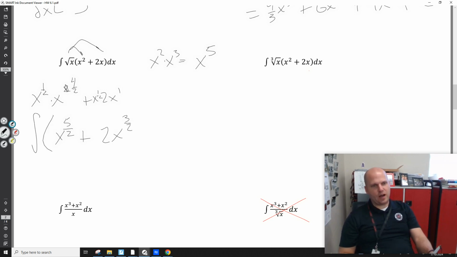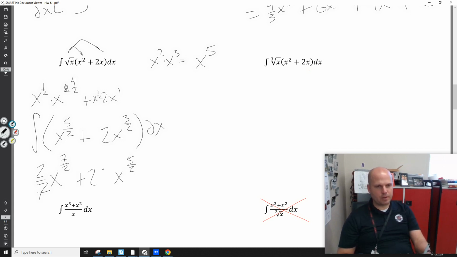This is simplified. Don't forget to take the antiderivative. Add 1, leave any constants, divide or multiply by the reciprocal. Leave the constant, add 1, multiply by the reciprocal, combine. 4/5.